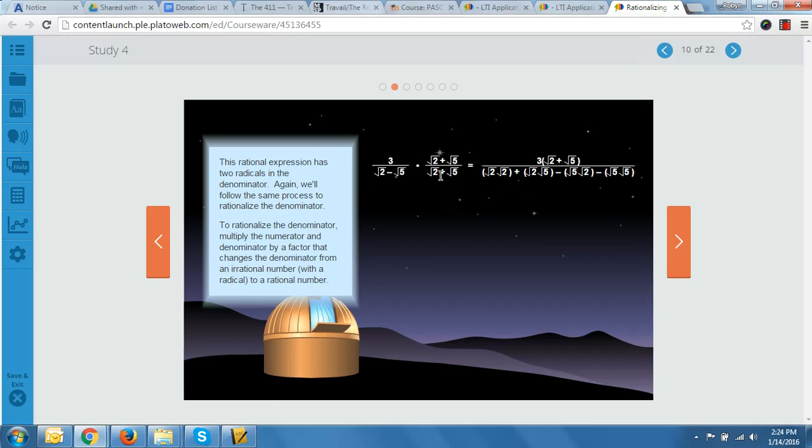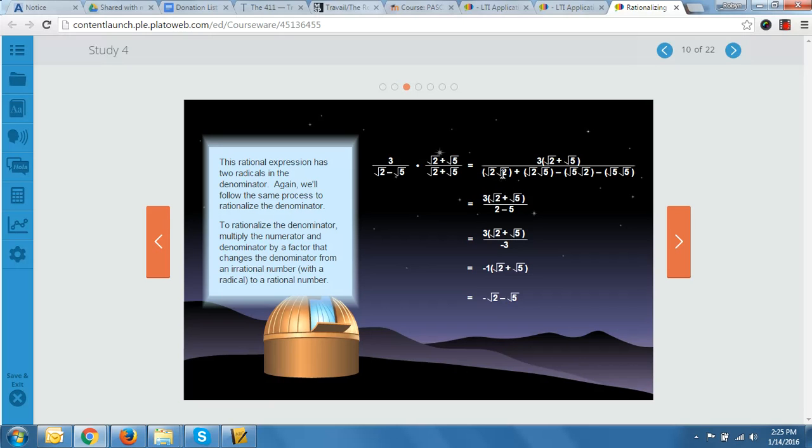So square root of 2 times square root of 2 is right here. Square root of 2 times square root of 5 is right here. Then we're subtracting, because we have a subtraction sign right here, square root of 5 times square root of 2. And again subtracting, square root of 5 times square root of 5. Our numerator stays the same. These 2 middle sections cancel out, because we have positive 2 square roots of 5 minus 2 square roots of 5.